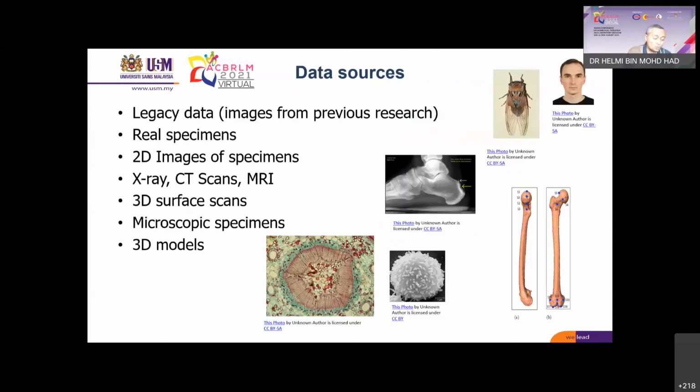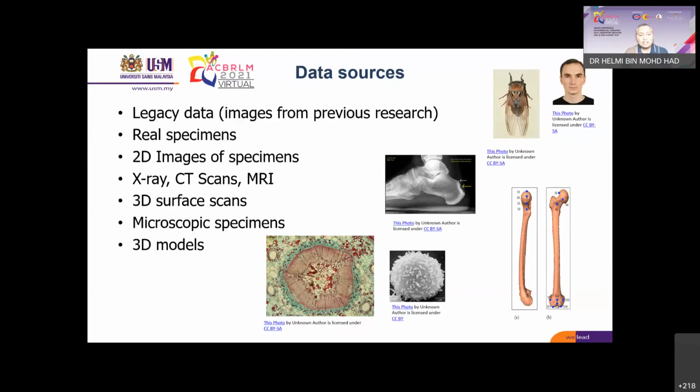So what data sources can we use for geometric morphometrics? Legacy data, images from previous research. For those in the Ministry of Health or those from service-based settings, if you already have your cells, images of cells, images of bones, CT scans, MRI scans, you can use those for research.